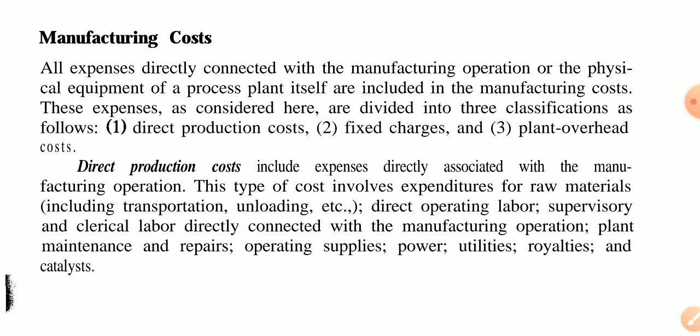A direct production cost includes expenses directly associated with the manufacturing operations. This type of cost involves expenditures for raw materials including transportation, etc., direct operating labor, supervisory and clerical labor directly connected with the manufacturing operations.